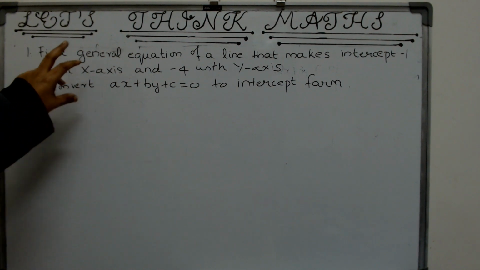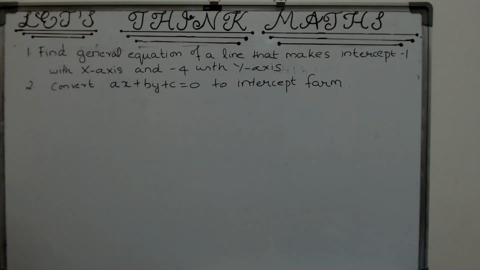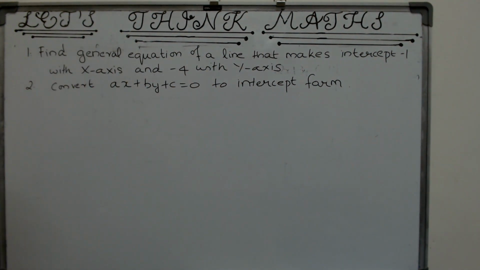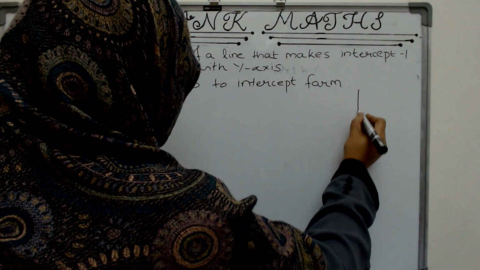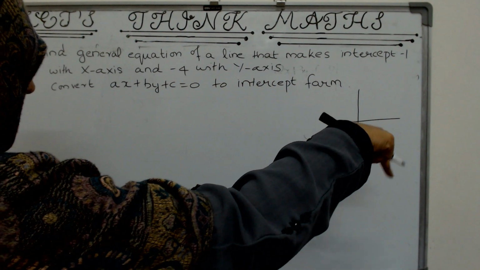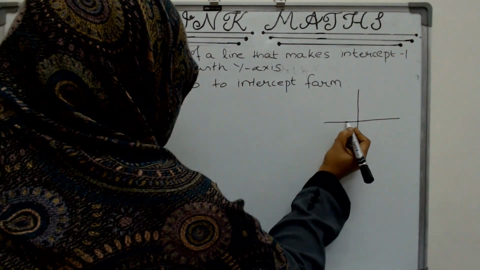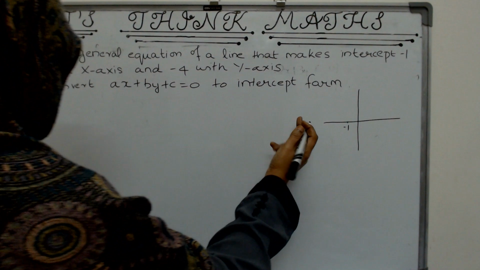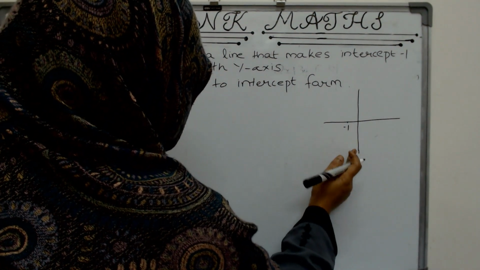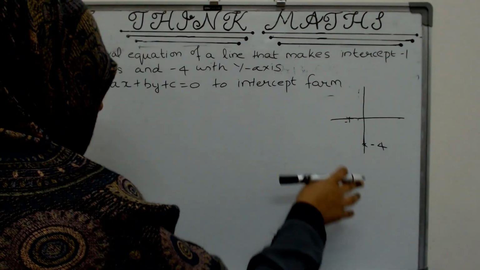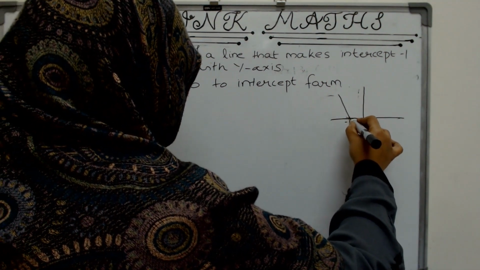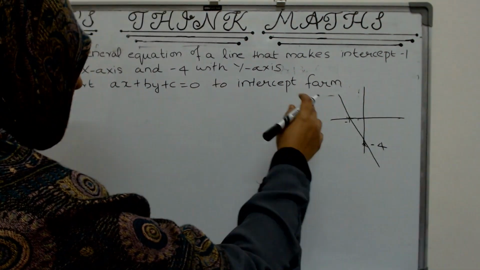Let us find the general equation of a line that makes intercept -1 with the x-axis and -4 with the y-axis. We don't need a figure, but still, for clarity, how will this line look like? It cuts the x-axis in -1. So that means here. The negative side of x is here. And it cuts the y-axis in -4. So -1, -2, -3, -4 may be here. Cuts it there. So if you join these 2 points, you will get a unique line, which is the line we are looking for.